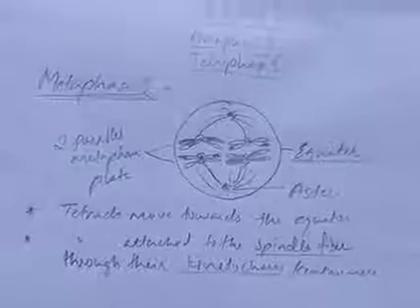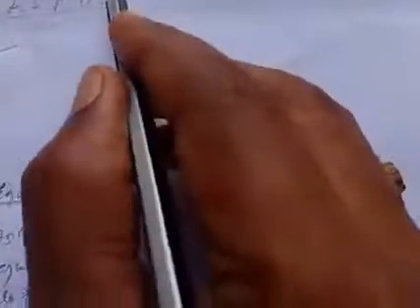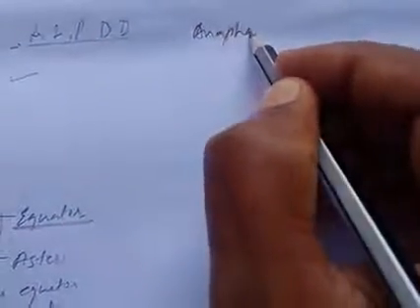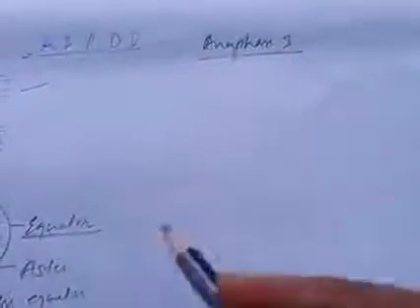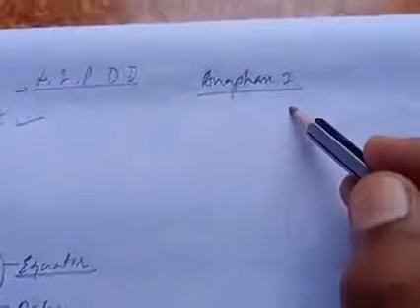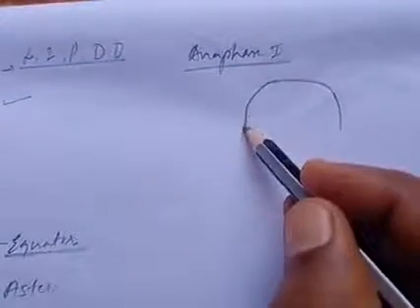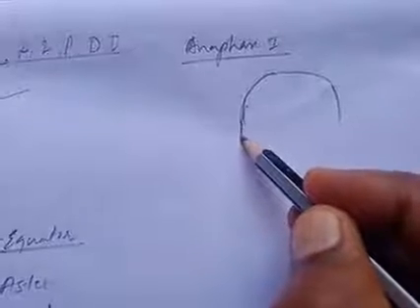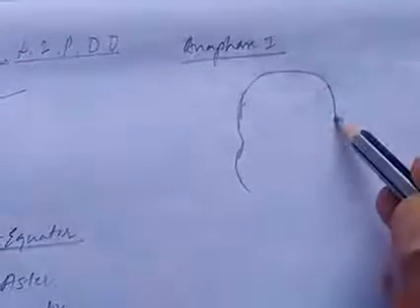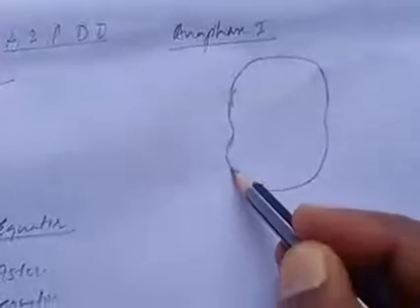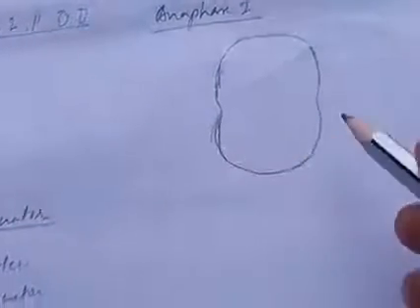So we go for the next phase, that is anaphase first. After metaphase first, we go for anaphase first, right? Anaphase first shows some elongation of the cell, which may be observed.